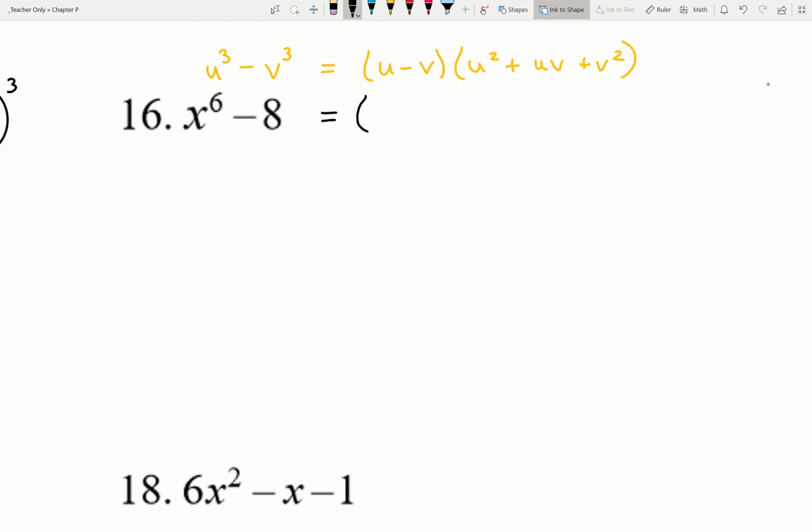So let's set ourselves up. We're going to set this up. We're going to say binomial times a trinomial. We'll set up our operations there.